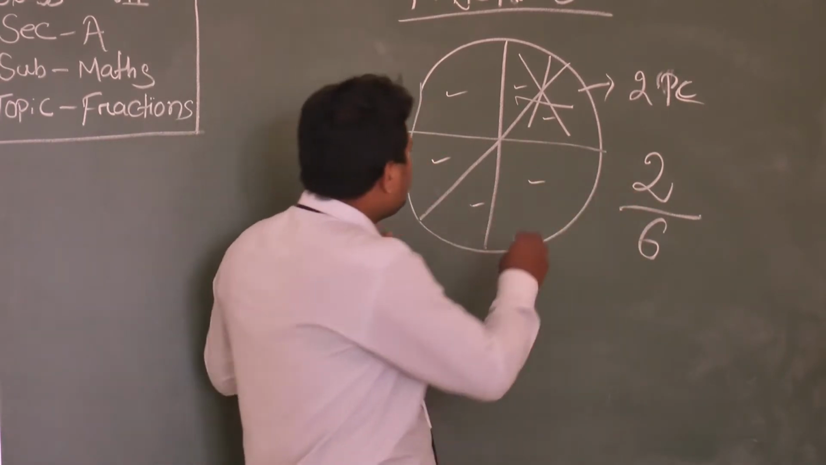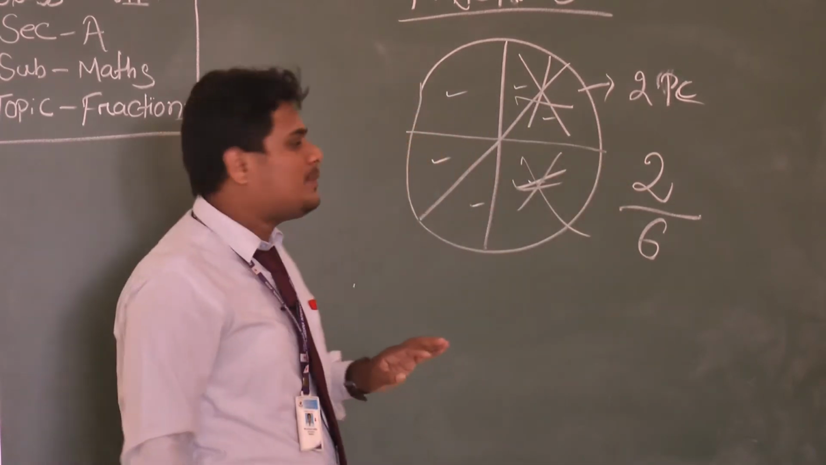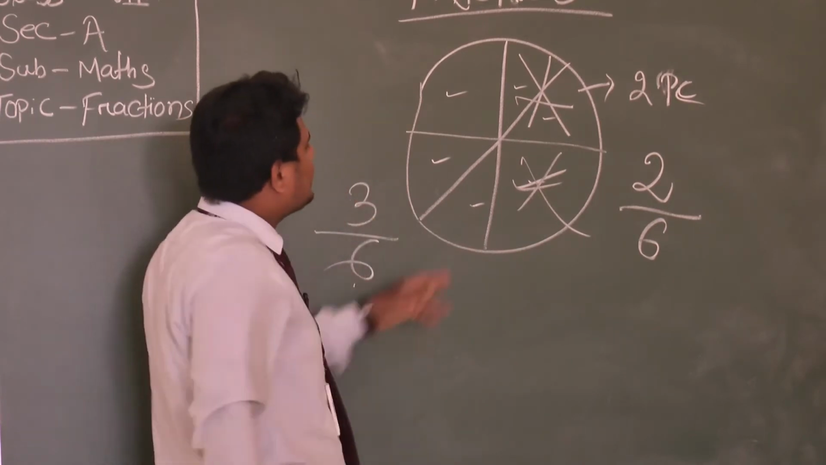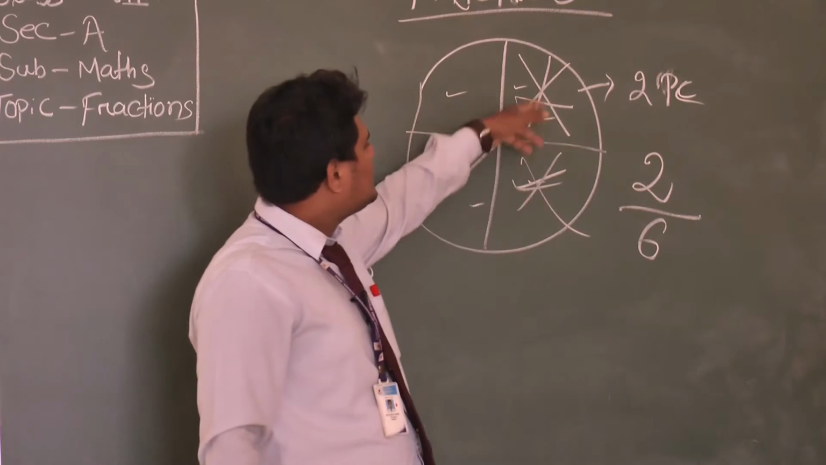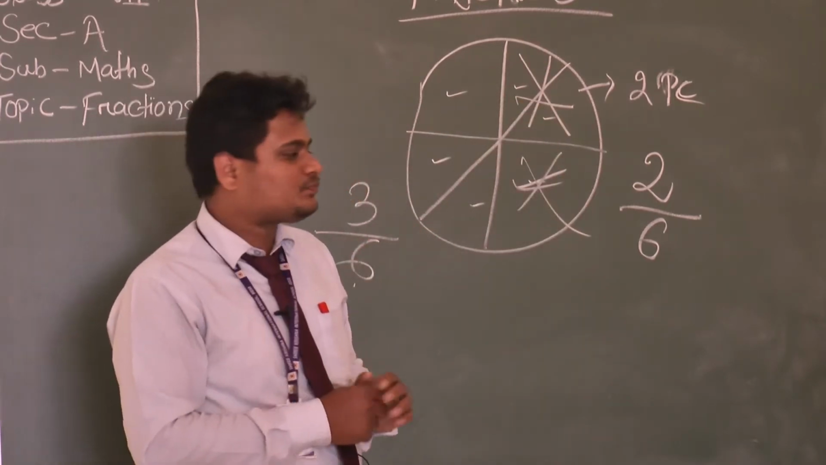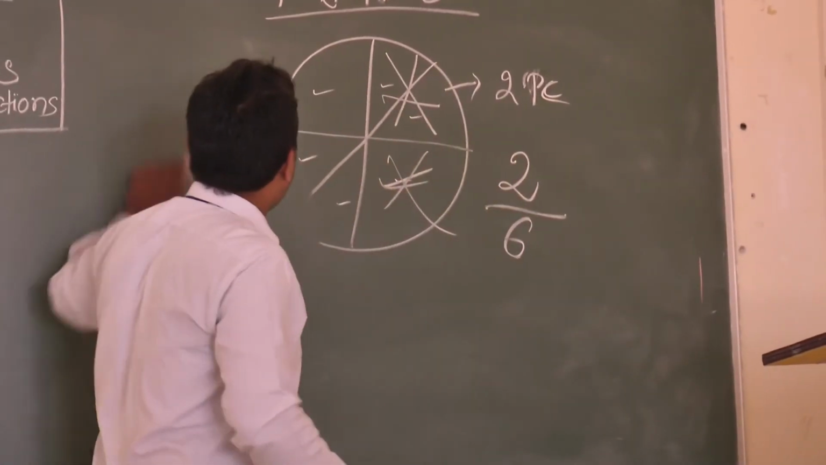Okay, if you eat another part, this part also, it means you ate 3 by 6. It means from 6 parts you ate 3 parts. 3 parts means 3 by 6. Okay, so it's a big example, just forget it. Okay, we just take a small example.